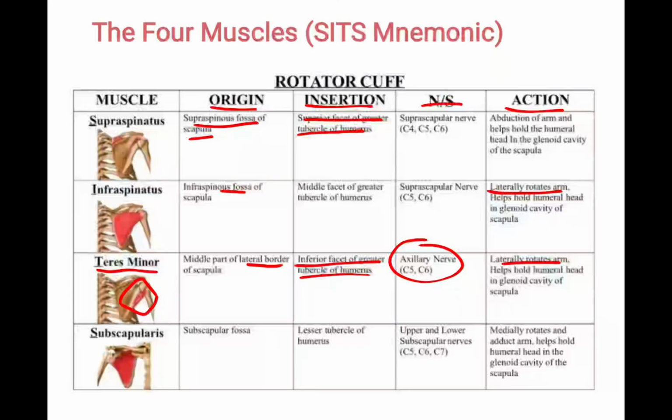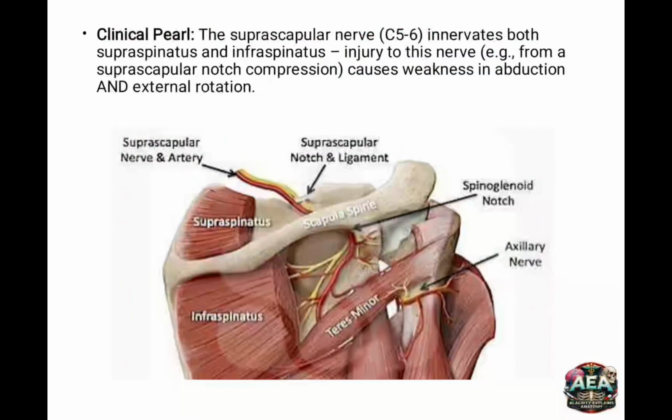Then lastly, we have the subscapularis muscle, which originates from the subscapular fossa, inserting into the lesser tubercle of the humerus, supplied by the upper and lower subscapular nerves. The major function of the subscapularis muscle is that it medially rotates and adducts the arm, and helps to hold the humeral head in the glenoid cavity of the scapula.